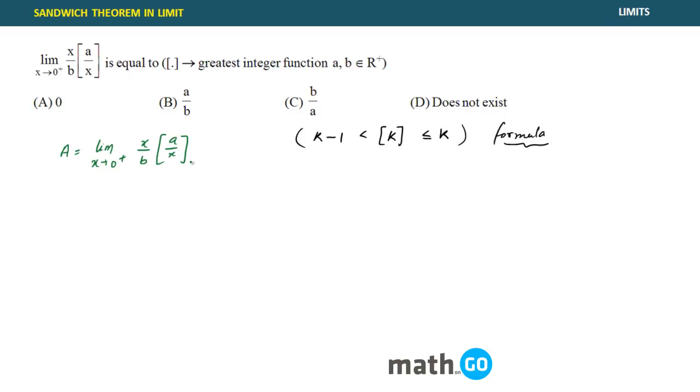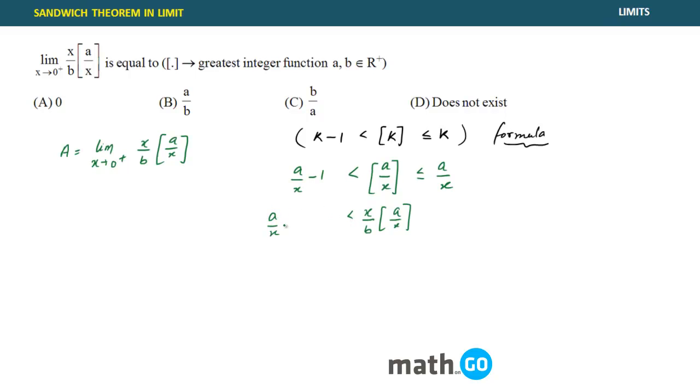So the GIF that we have here is a by x. So a by x GIF will lie between a by x minus 1 and will go till a by x. Any problems till now? Now you also want to multiply this by x by b. So x by b times GIF a by x, I can say this. Okay, so what will this become?